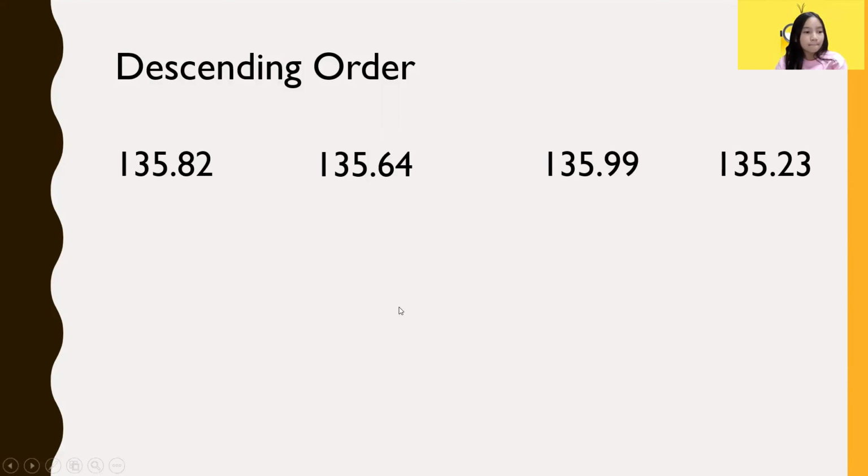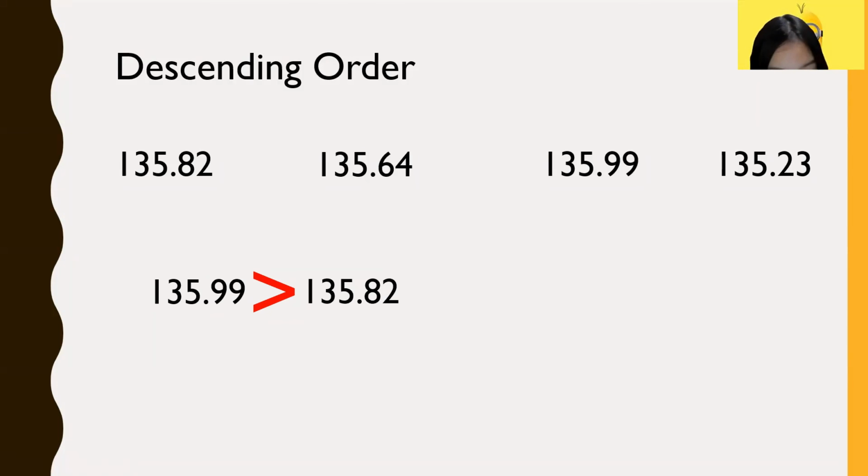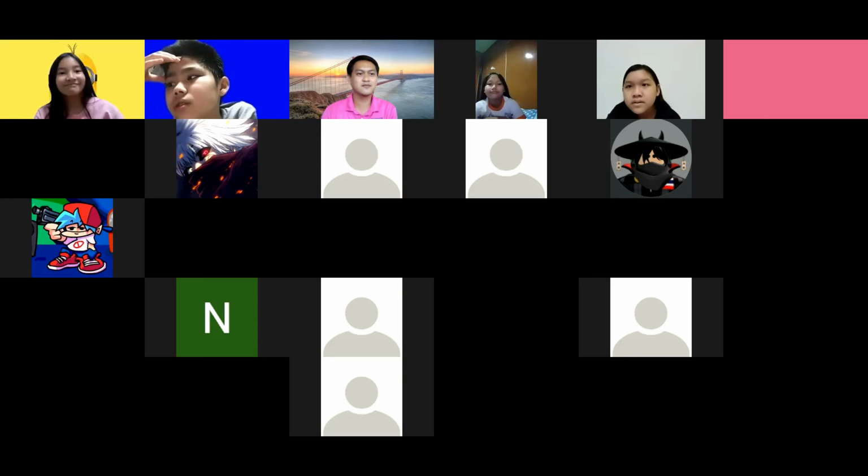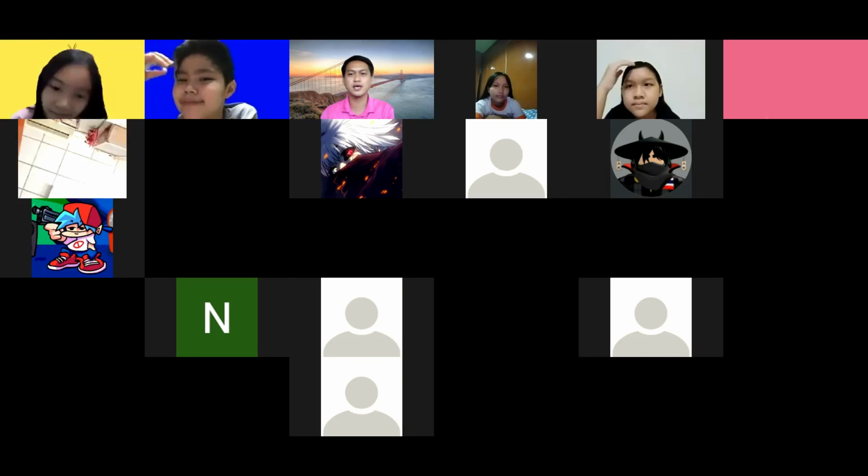Next, we have descending order. Which one comes first? They have the same whole number, so we are going to compare the decimal places. 0.99. 0.82. Okay, 0.82. 0.64 and 0.23. Very good. Okay, so that's the end of my PowerPoint and our lesson for today.